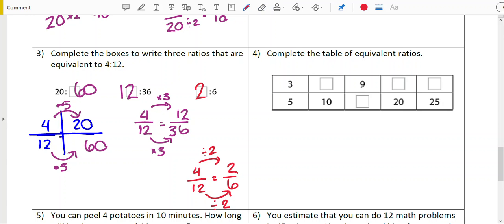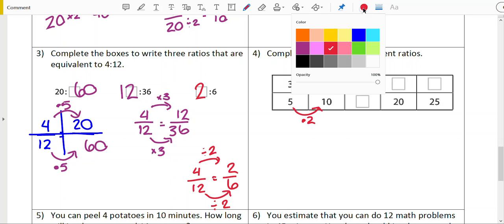Number 4, it says complete the table of equivalent ratios. So again, I'm going to start with my original ratio, and is it simplified all the way? And in this case, 3/5 does not have a smaller ratio. So now I'm going to move forward in my ratio table. So 5 to get to 10 would be times 2. So I'd have to do times 2 here, and 3 times 2 would give me 6.